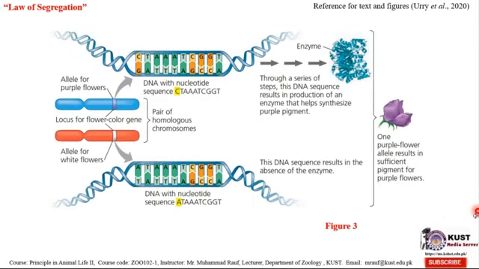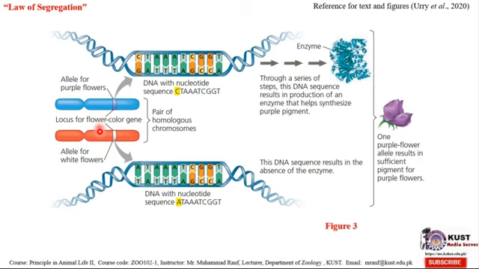Here you can see two different chromosomes, and on one chromosome the gene responsible for determining the flower color is white, and on the other chromosome the allele which is present is responsible for determining purple flower color. So the locus is the same but on homologous chromosomes, and because these two alleles are different from one another, they are controlling the trait to different degrees.